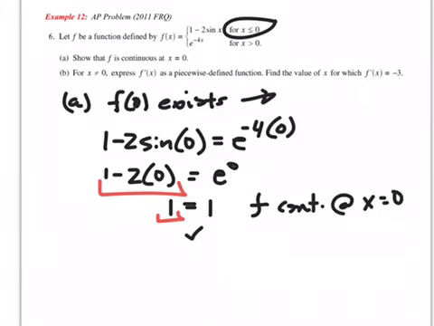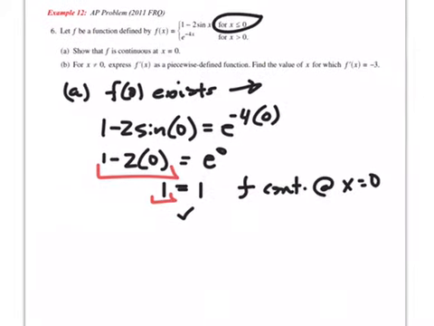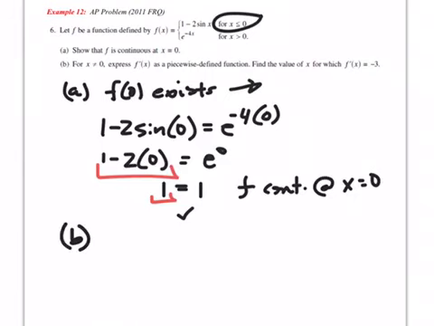Okay, part B. Part B asks for x not equal to 0. Express f prime as a piecewise function. So f prime, why would it say not equal to 0? Because it's not going to be differentiable at that spot at x equals 0. So what would the derivative of the left side be? Okay, I don't think you know that yet.